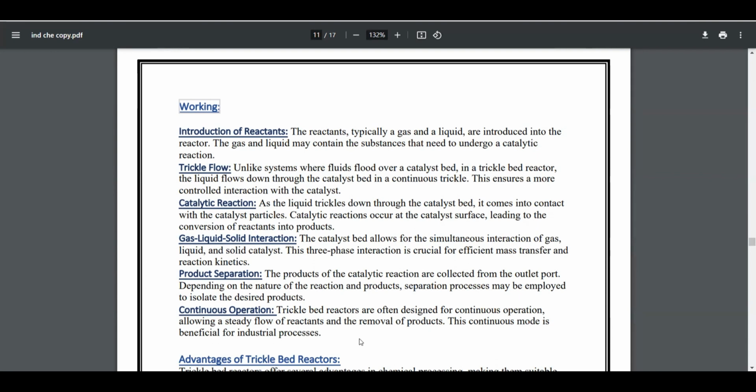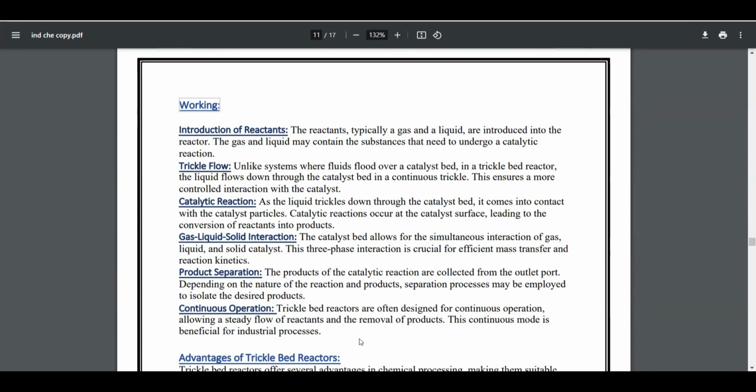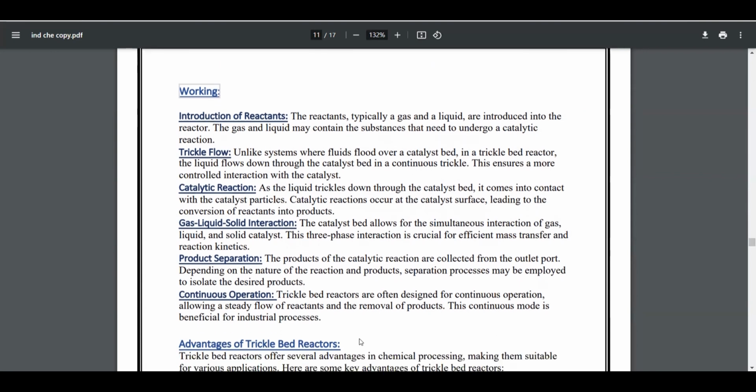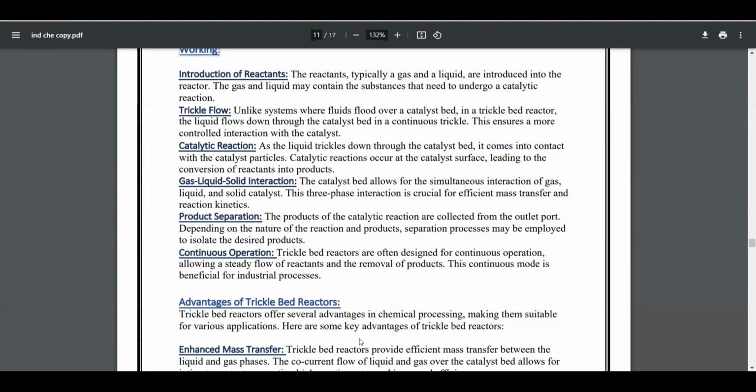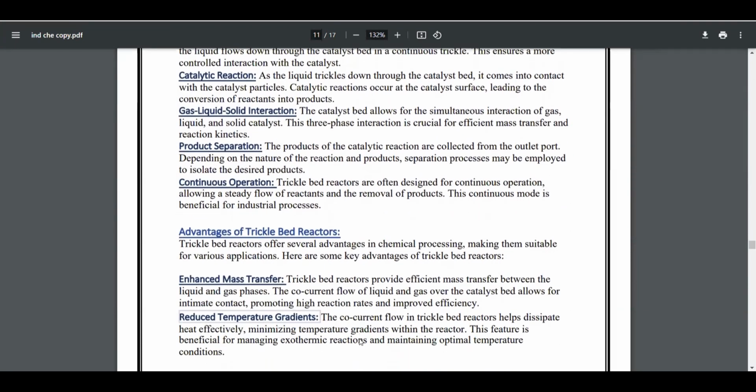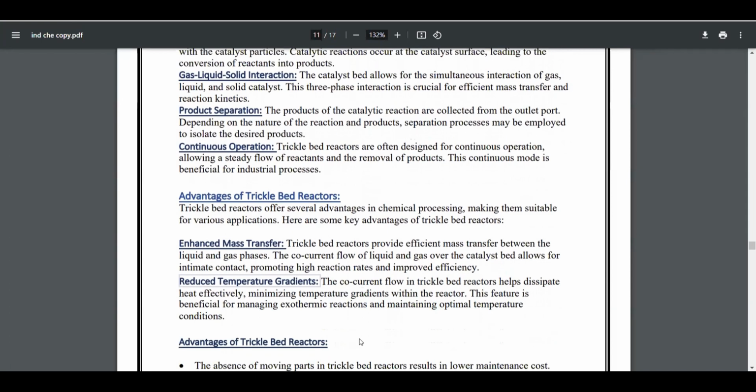Trickle bed reactors also allow continuous operation. It allows for a steady flow of the reactant and the removal of the product. And this continuous mode is beneficial for different industrial processes, and there are several advantages of the trickle bed reactor.